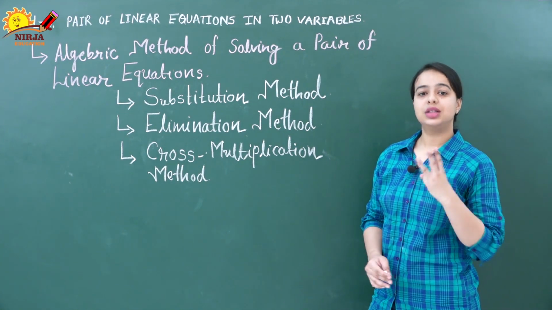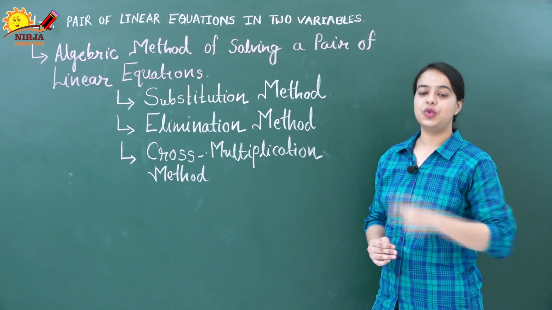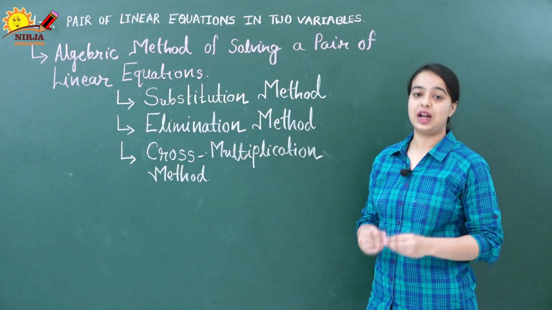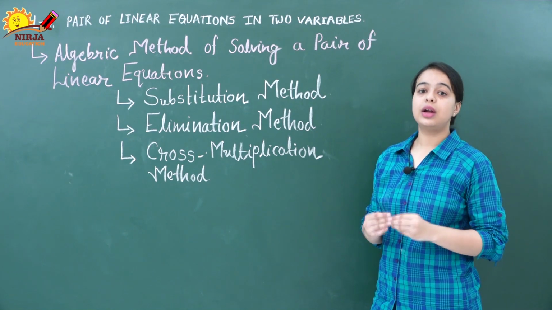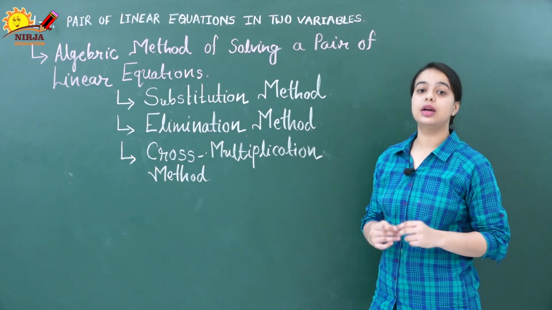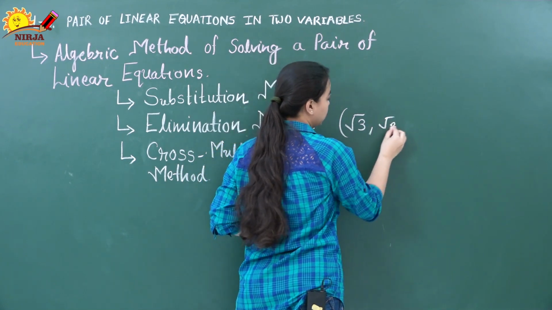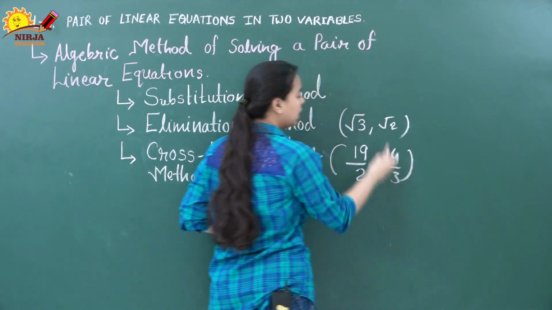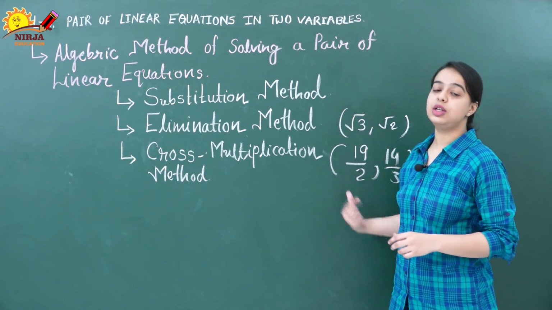Today we are going to see the third chapter of your class 10th maths, which is pair of linear equations in two variables. In the previous section we discussed how to solve a pair of linear equations graphically. But the graphical method is not convenient in cases where a point representing the solution of a pair of linear equations has non-integral coordinates such as root 3, root 2, or another one you can take 19 by 2, 14 by 3. In those cases there is every possibility of making mistakes while reading these points on the graph.